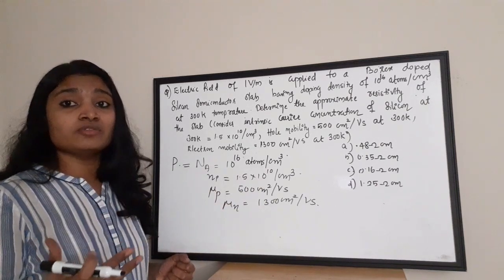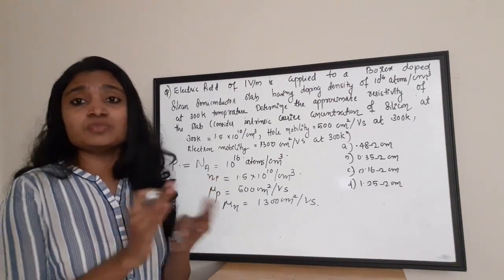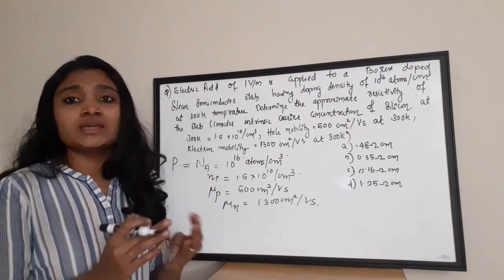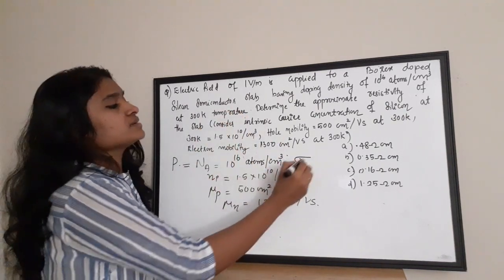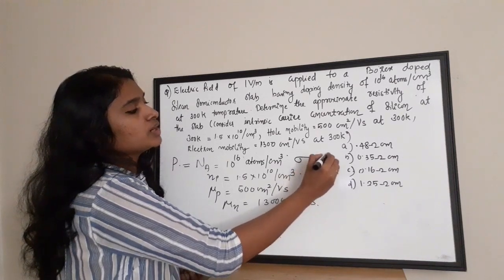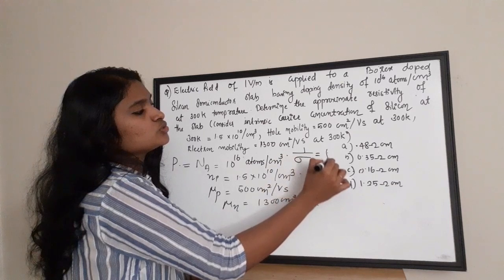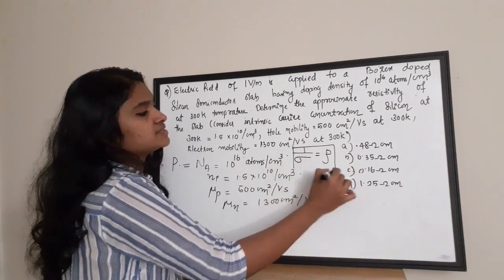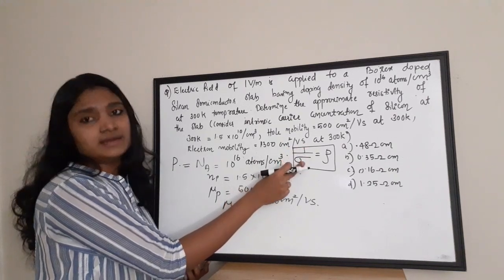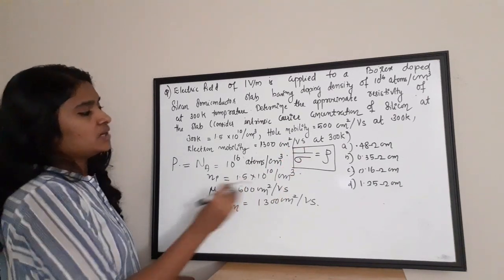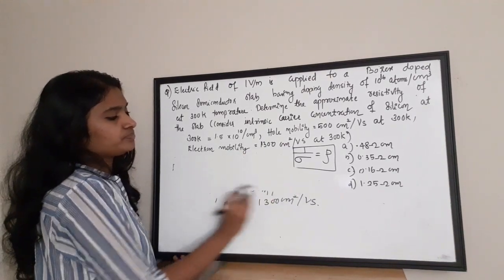Now, we need to find the value of what? Resistivity. We know that resistivity is the reciprocal of conductivity. Conductivity is represented with the letter sigma, and resistivity is equal to 1 by conductivity, or 1 by sigma is equal to rho, which is our resistivity. Now I am removing all this. What is the equation to find the conductivity?